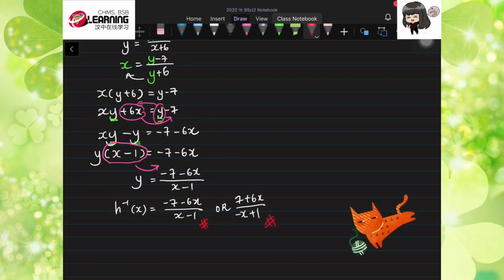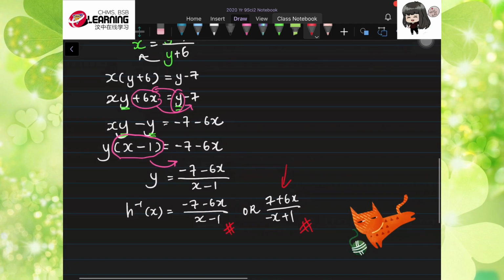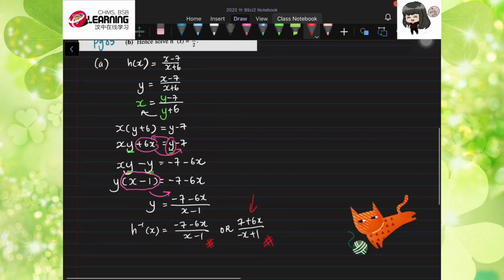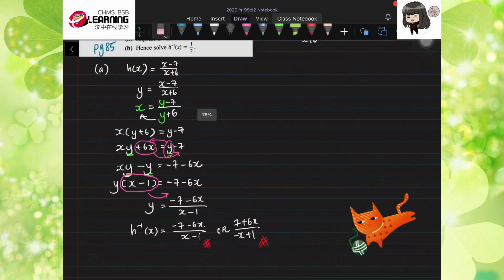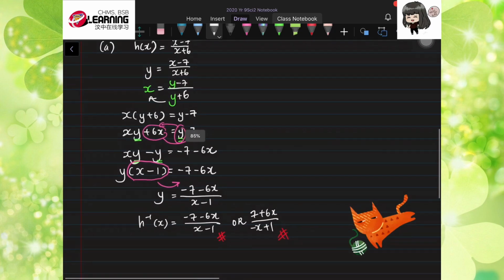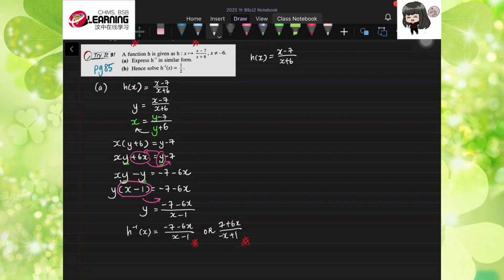because if you notice the answer at the back of the book is this. That's why I need to explain to you why it can be that answer. But we do accept both. Okay, it's the same thing anyway. All right. Now we have found our H inverse. Okay, H inverse. So now part B.